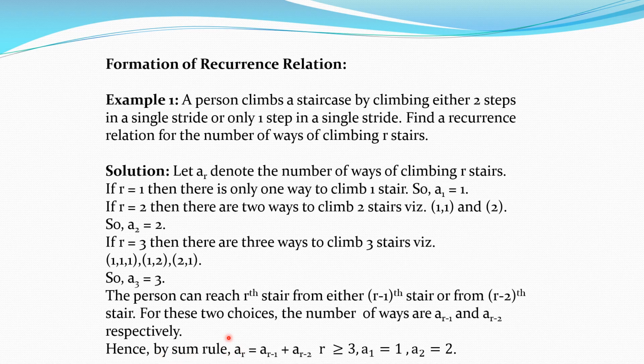Now here again, the value of a_r depends on the previous two terms. It means if the first and second terms are given, then from the third term onwards we can find all the terms in that sequence. So the condition on r is r greater than or equal to 3. It means we can find from a3 onwards all the terms. But for that, a1 and a2 must be given, which we have calculated. So a1 is 1 and a2 is equal to 2. From a1, a2 we can find a3. Once we get a3, from a2, a3 we can find a4 and so on. So the recurrence relation is a_r equals a_(r minus 1) plus a_(r minus 2) for r greater than or equal to 3.